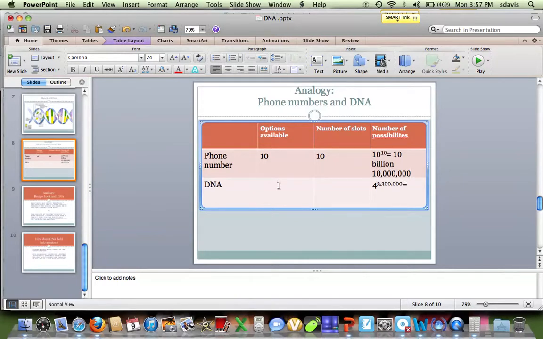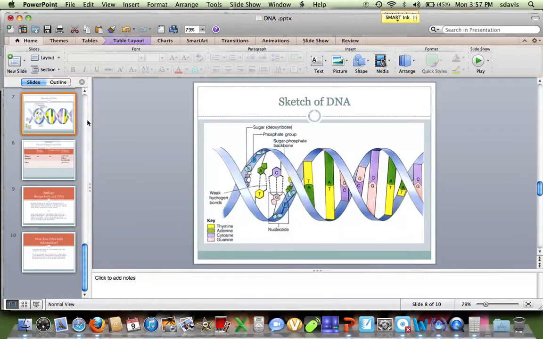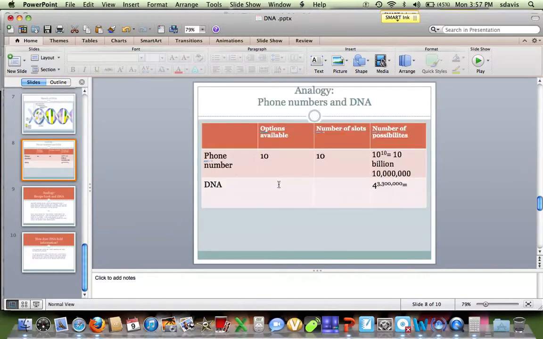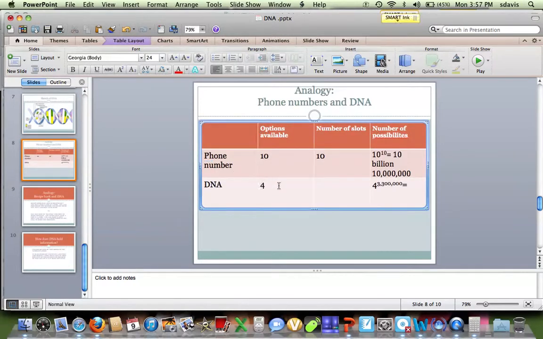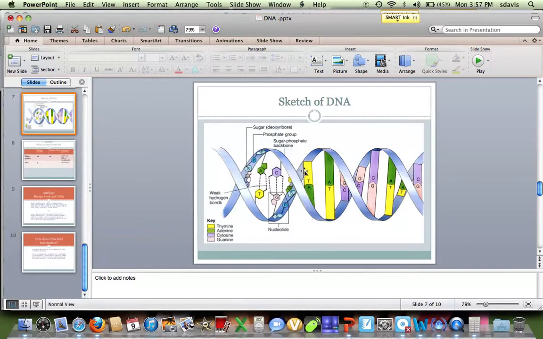Now let's talk about DNA, because DNA is a lot like a phone number. How many available options are there? Now, when I'm talking about options, if you look at this slide, these are your options. And you've got 4 different base pairs. So we're going to say that you have 4 different options. How many slots? So how long is this DNA? Like I have T, there's 1, A, there's 1, G, C. How many slots does the human DNA have?